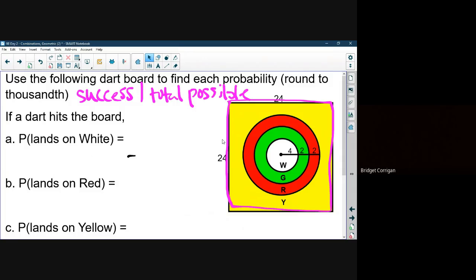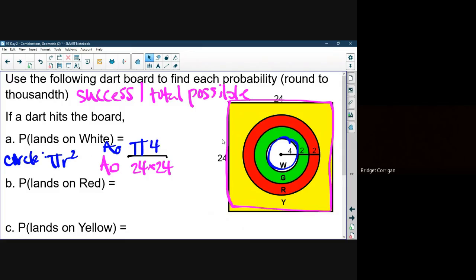So out of the total, which is the area of the square or the dartboard, that's a 24 by 24. What's the probability it's going to land in the white area? So this white area is a circle right here. And if you remember, the area of a circle formula is pi times radius squared. So the area of that white circle, the radius is 4. So the area of the circle is pi times 4 squared.